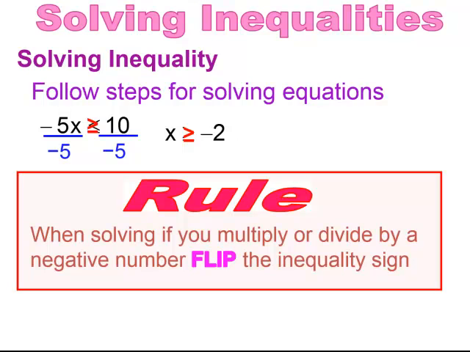Now be careful, because you might see a scenario like this where I have to divide to solve here. I have to divide by 5, that's what's attached. So when I divide, I'm dividing by a +5. It doesn't matter that what's on the other side of the inequality is a -10. I'm dividing by a +5. So when I get my solution here, I'm going to leave the inequality in the same direction because I'm dividing by a positive. So my solution would be x is less than or equal to -2. So you only flip when you're dividing or multiplying by a negative number.